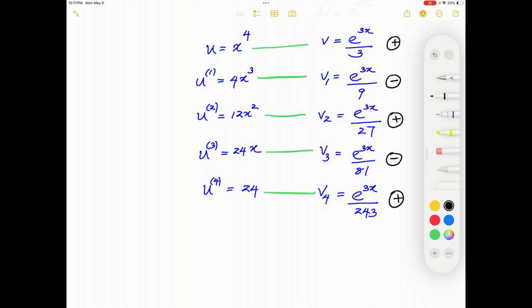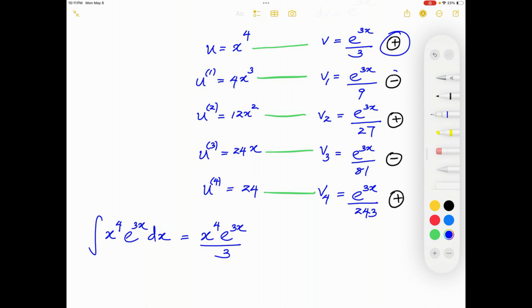Alright, now we are all set. We can write down the final answer. Our question was the integral of x raised to the 4th power e to the 3x dx. Our final answer will be equal to, first product is positive, u times v. It will be therefore x to the 4th times e to the 3x all divided by 3. The next term is negative.